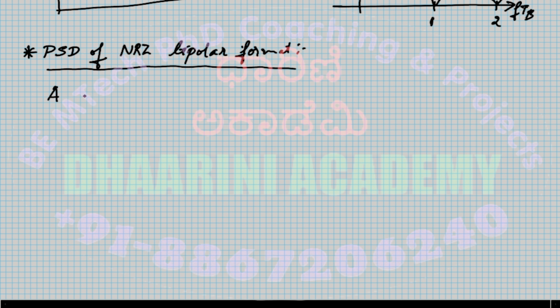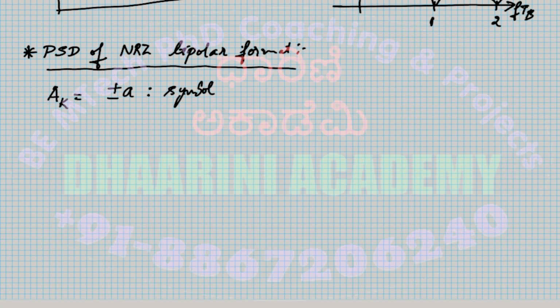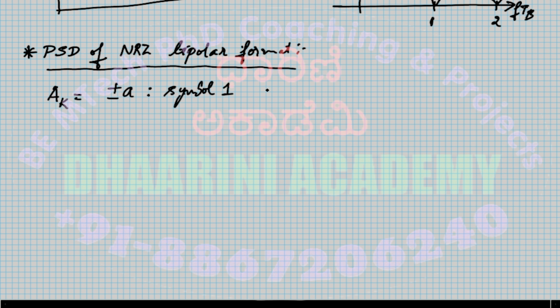Are you okay? Yes. So now let me write, therefore, the AK. For an NRZ bipolar format, AK will be equal to plus or minus A for the symbol 1, sorry, my mistake, not 0. Similarly, this is going to be 0 for the symbol 0. I hope this is fine.